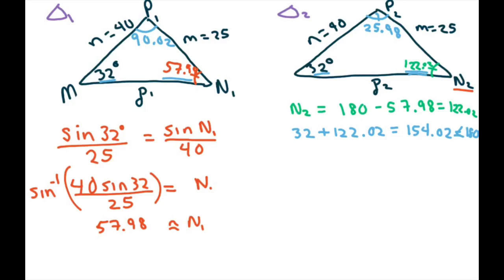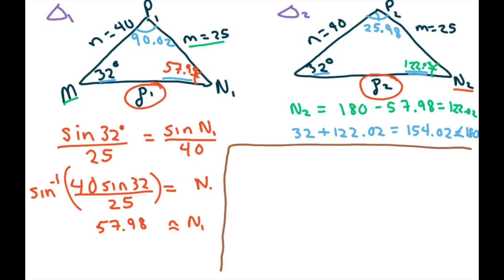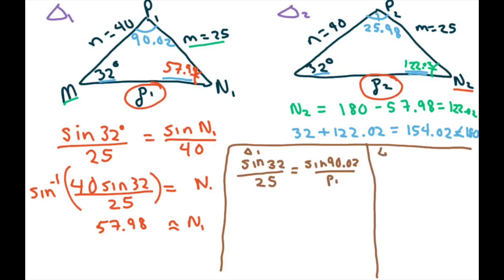Now the only thing I have to do is find this side here and this side here. So we use the law of sines. I always like to use what I start with. So for triangle 1, sine of 32 over 25 equals sine of 90.02 over my P1. And the same thing is going to happen here on triangle 2. I'm just going to write the same thing, sine of 32 over 25 equals, in this case, sine of 25.98 over P2.